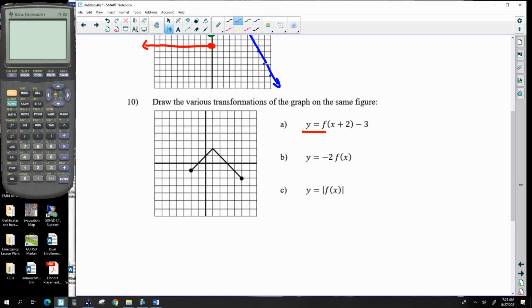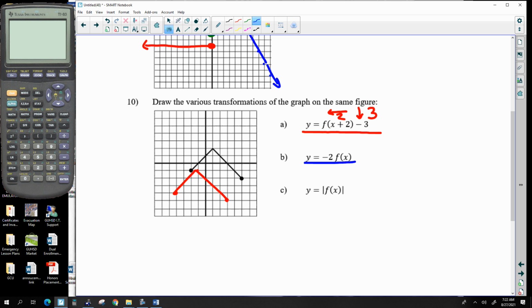All right, this first equation, the manipulations are opposite for the x's, but not the y's, so this is going to be left 2, down 3. So all of these important things go left 2, down 3. And that's your picture.